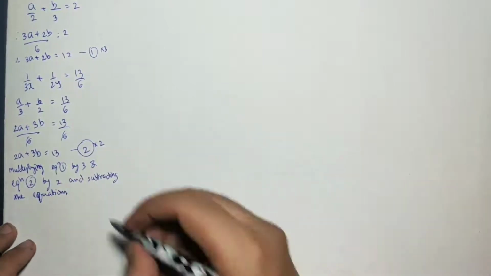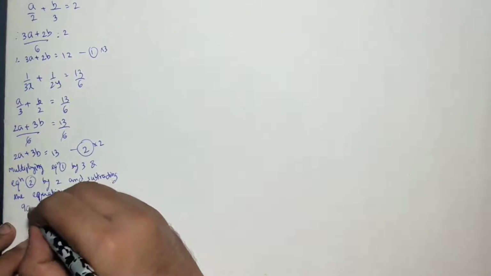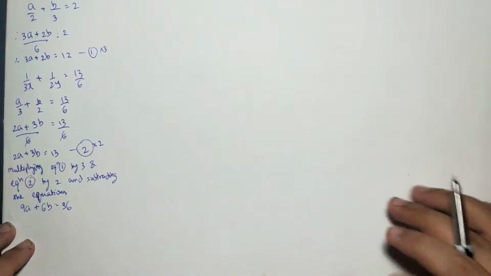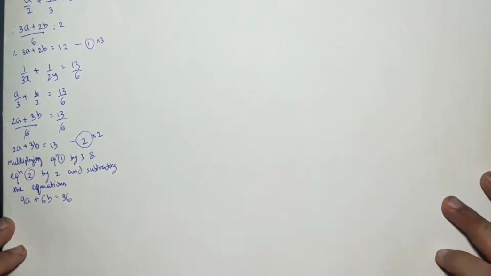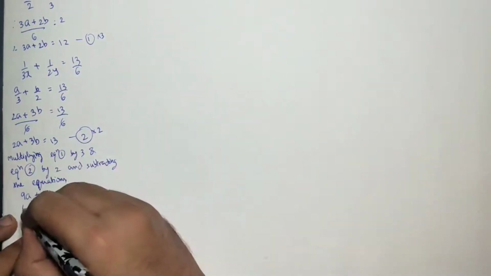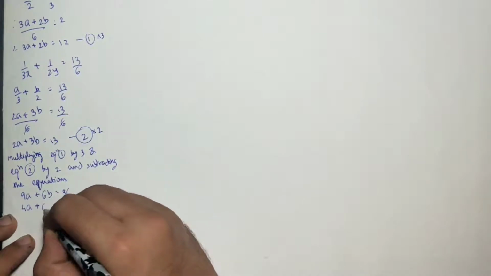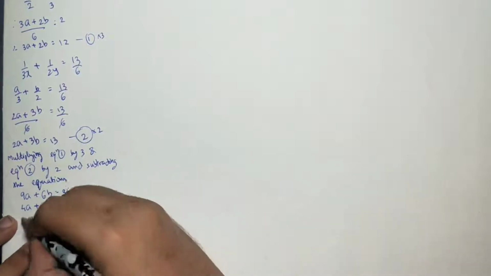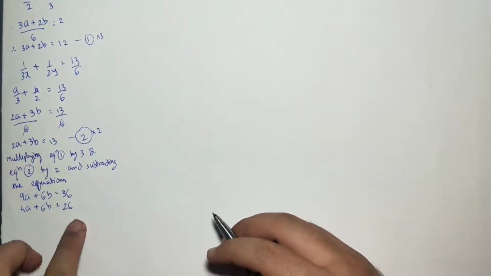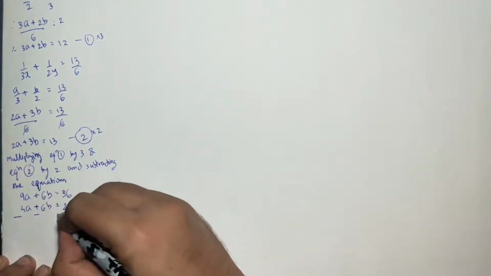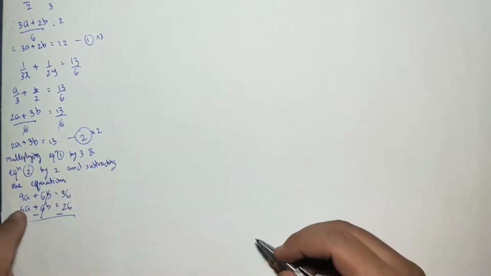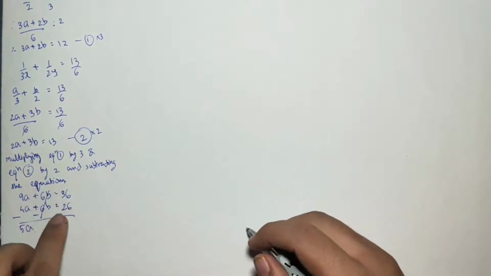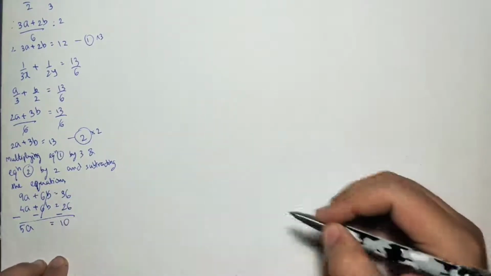So by then subtracting the equations, the first will get multiplied by 3, so 9a plus 6b equals 36. This will be my first equation. The second will get multiplied by 2: 4a plus 6b equals 26. This will get subtracted. In subtraction, all the signs will change: minus, minus, minus. This will cancel out. 9a minus 4a is 5a. 36 minus 26 is equal to 10.